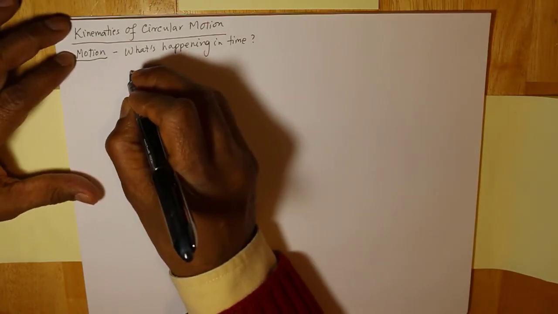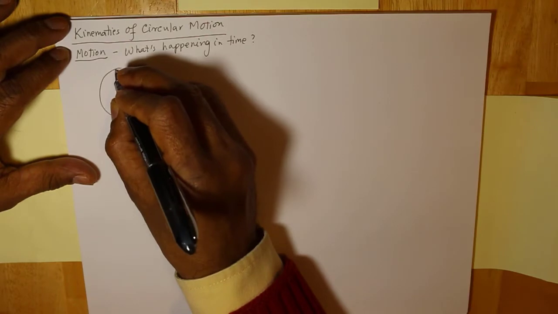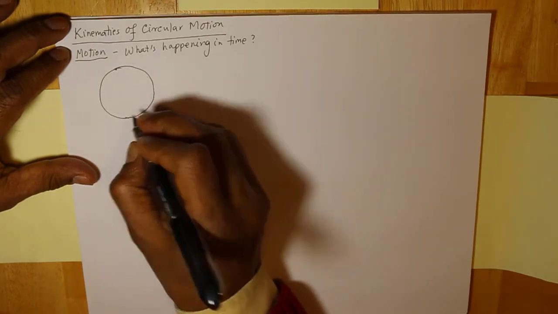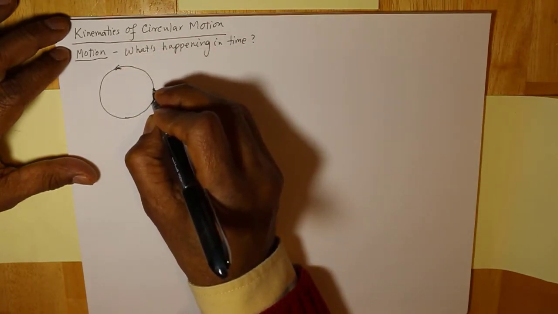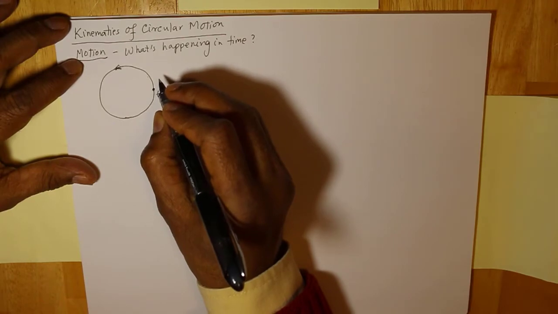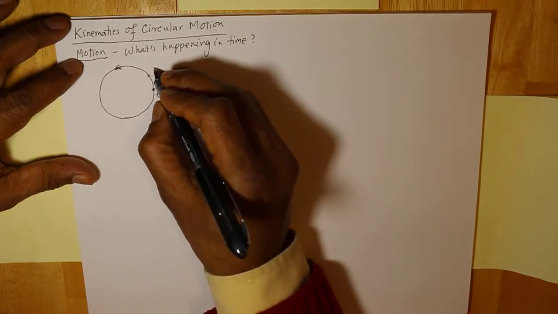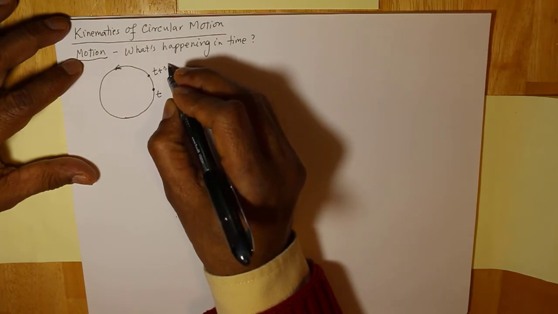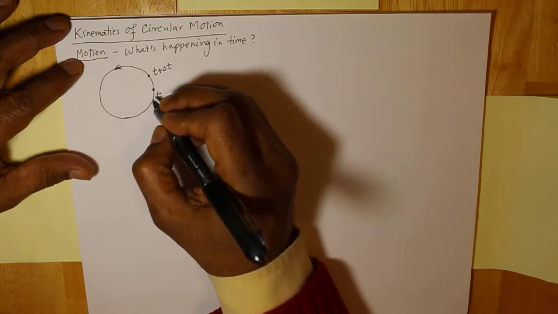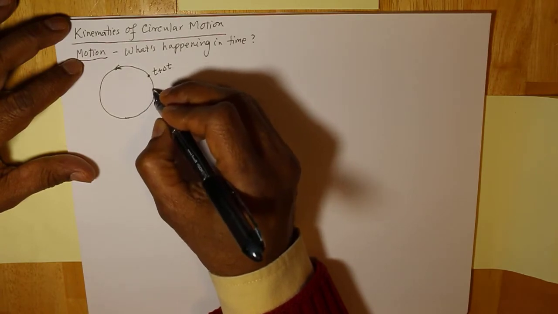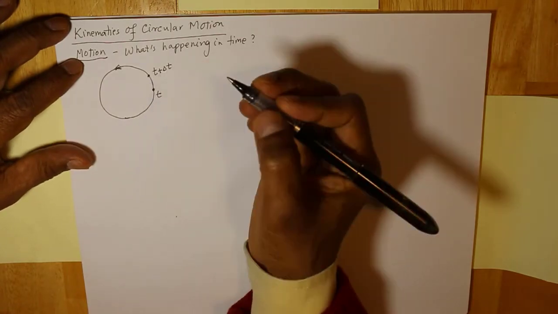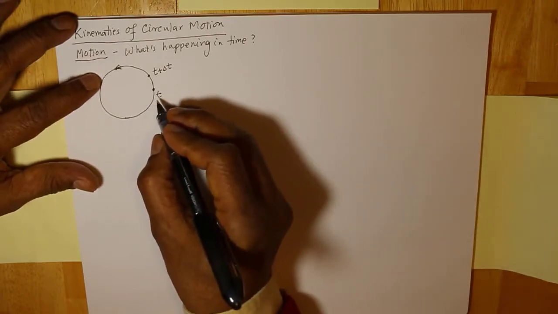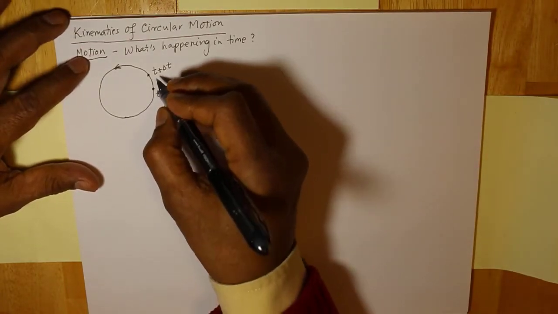So for instance, if something's moving in a circle, moving in a counterclockwise way, so this direction, it's over here at time t, and maybe it's over here at some other, a little bit later time, t plus delta t. So motion is about quantifying what's happening into the distance and whether these distances are covered in a uniform way. One of the measures of the motion is the speed.